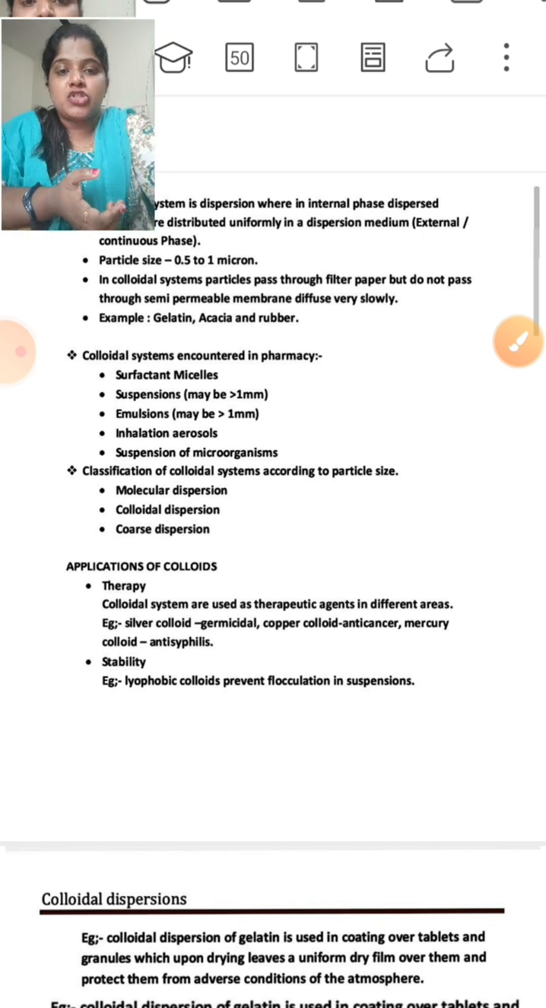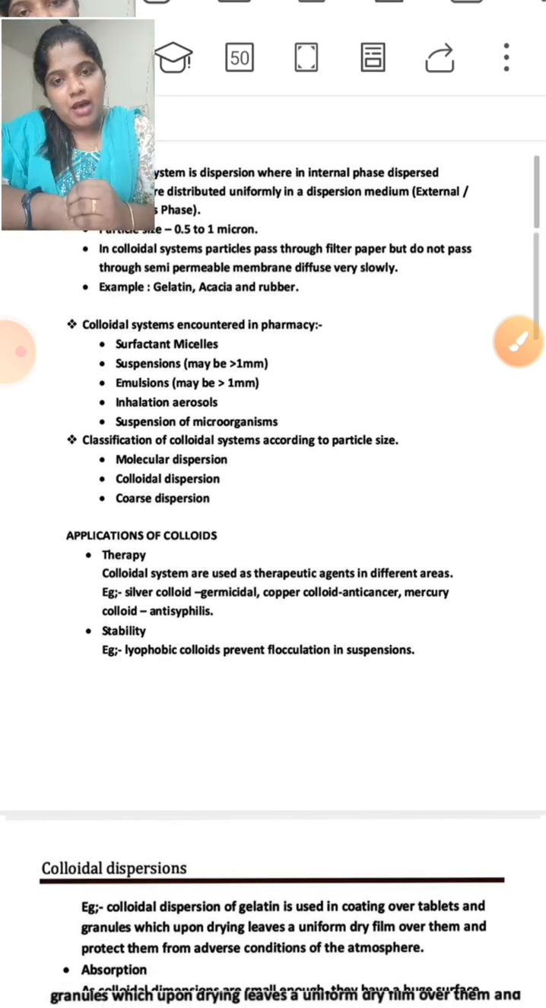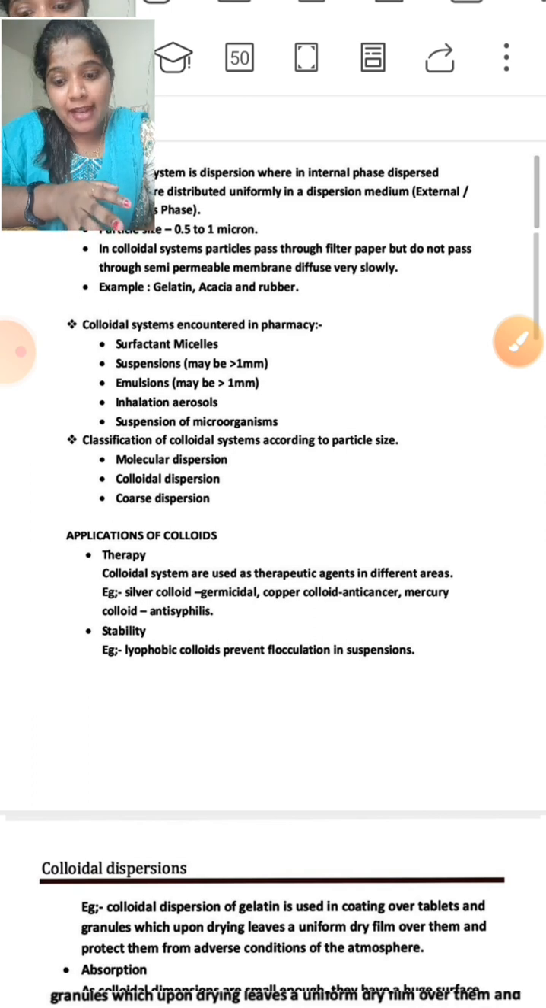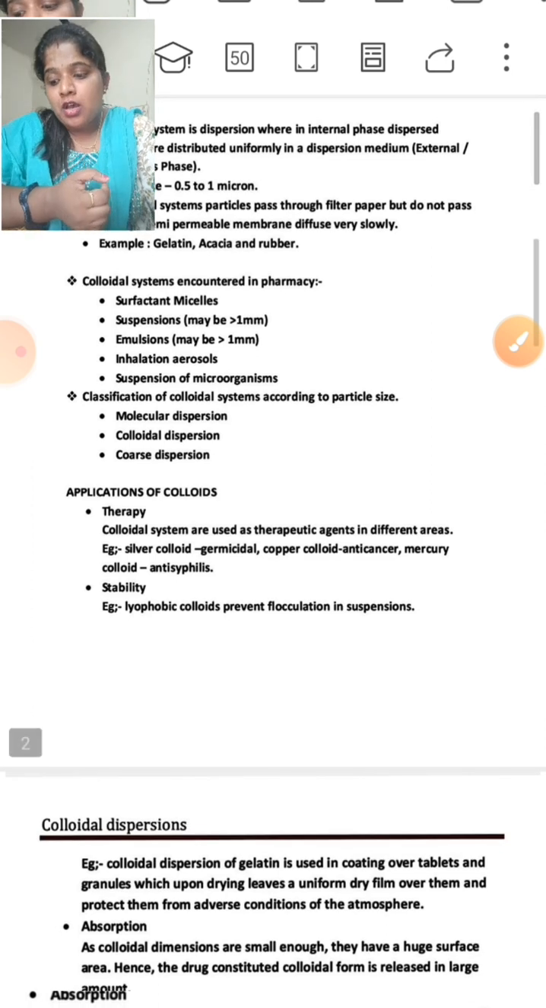First, in therapy, colloidal systems are used as therapeutic agents in different areas. We can give silver colloid as a germicidal, copper colloid in the treatment of cancer, and mercury colloid as an anti-syphilis agent.